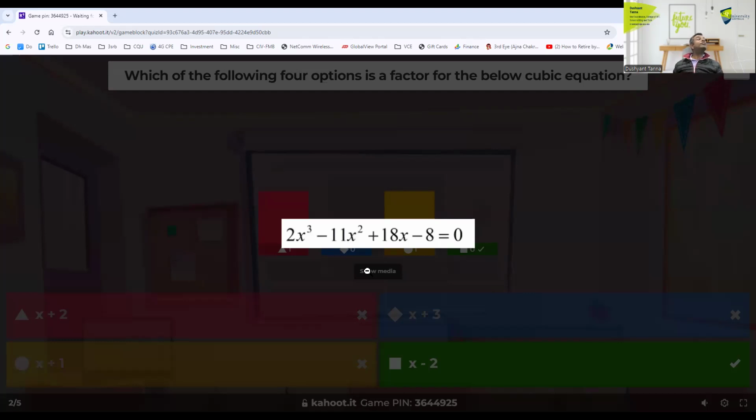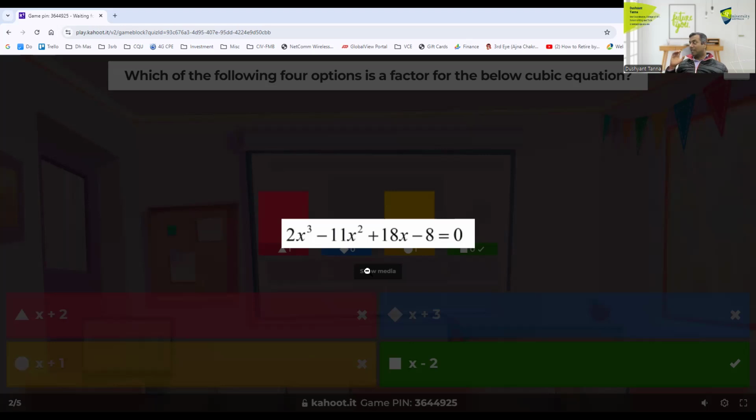What is the definition of factor? Split it. And what happens if you put it back? Does it satisfy the equation? That's a factor, isn't it? What do you mean by satisfy? The left hand and right hand kind of balance, isn't it?